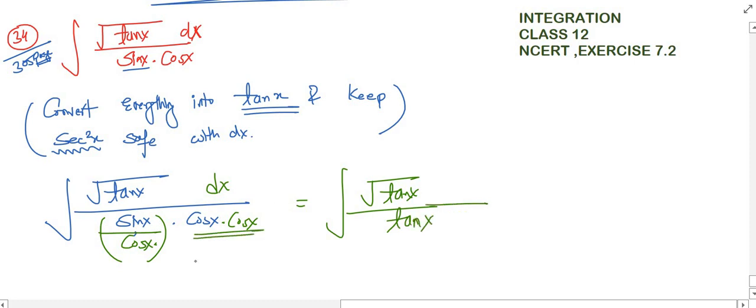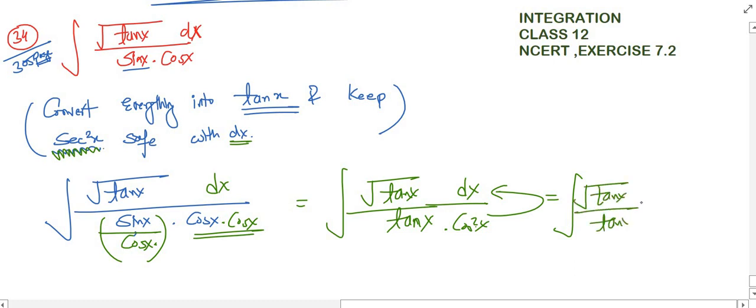इसका क्या करें? ये है cos square x dx. देखिए, I need one sec square with dx. तो can I take it up? Cos square up, है ना? Cos square up. तो what it will become? It will become root of tan x by tan x into sec square x dx.